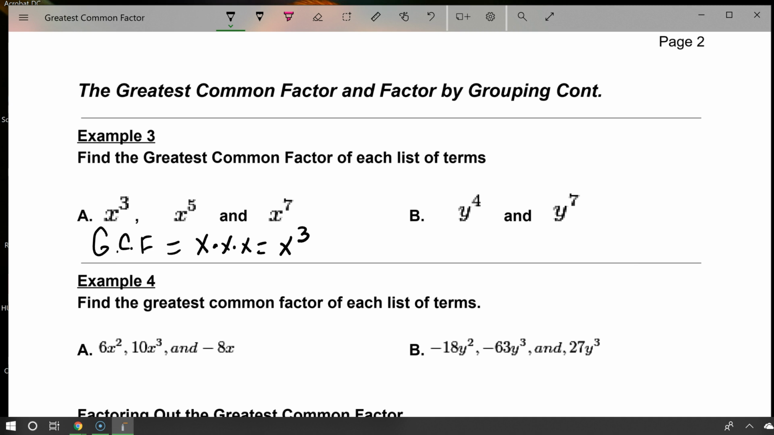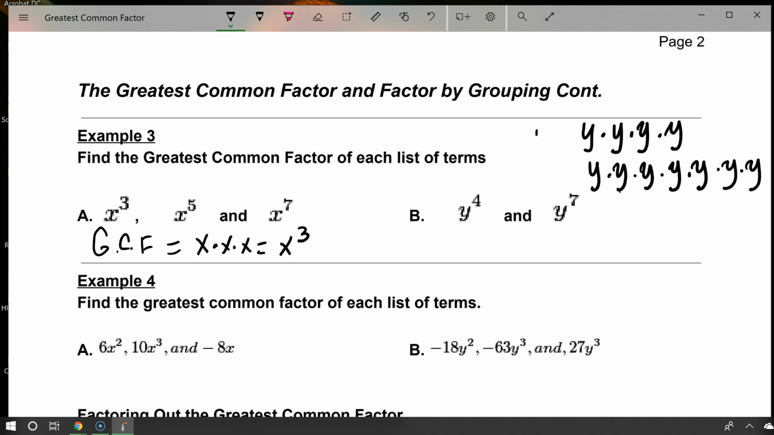For example B, we're also going to find the greatest common factor. We have y to the fourth, so it's going to be y times y times y times y. Y to the seventh is actually going to be 7 y's, that's 1, 2, 3, 4, 5, 6, 7. So this is y to the fourth, and this is called factored form. And this is y to the seventh, and this is also factored form.